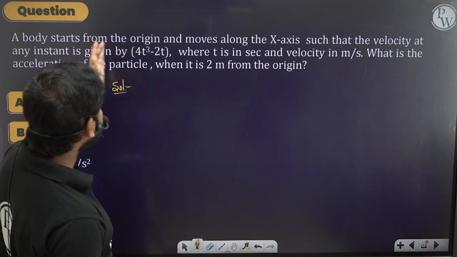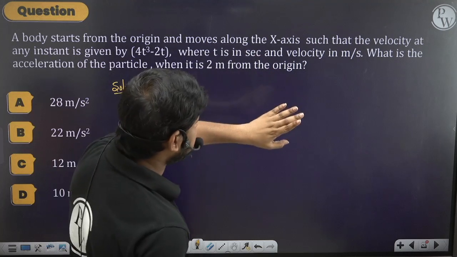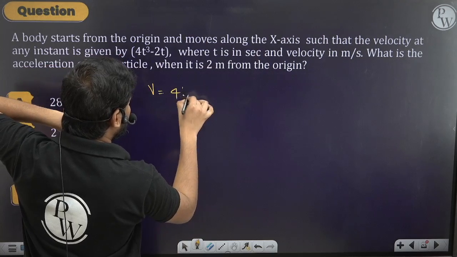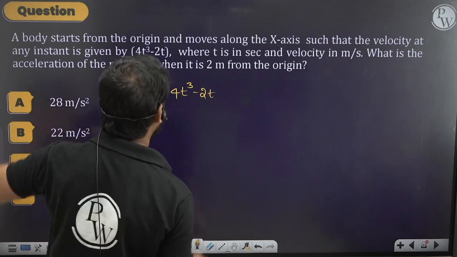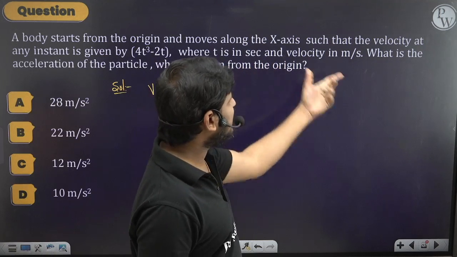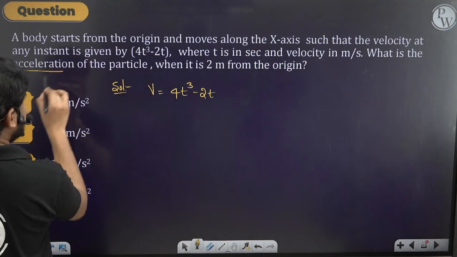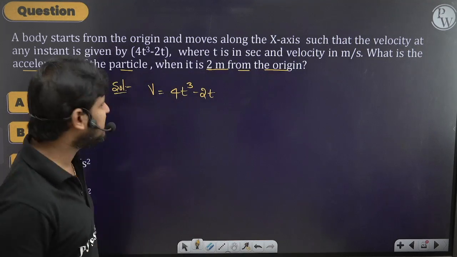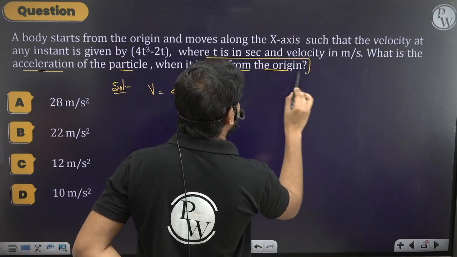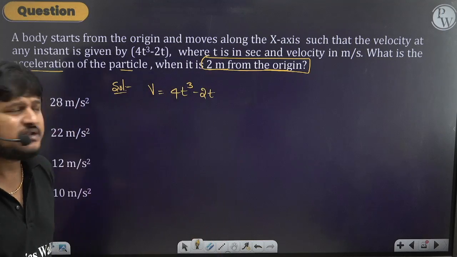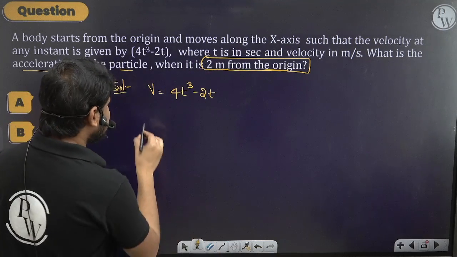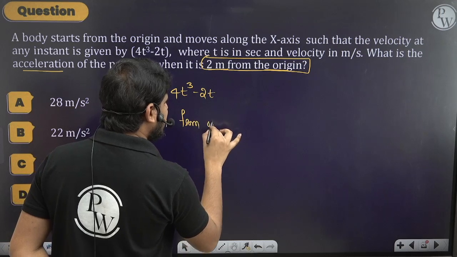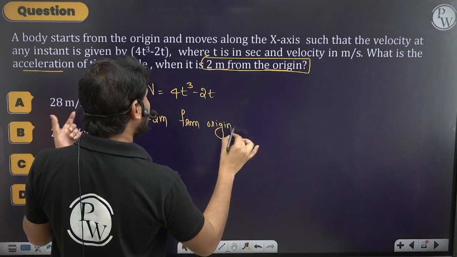Now, a body starts from the origin and moves along the x-axis such that the velocity at any instant is given by the velocity function 4t cube minus 2t, where t is in seconds and velocity is in meter per second. What is the acceleration of the particle when it is 2 meters from the origin? Understand this statement properly. What does it mean, 2 meters from the origin? The displacement is 2 meters from the origin.